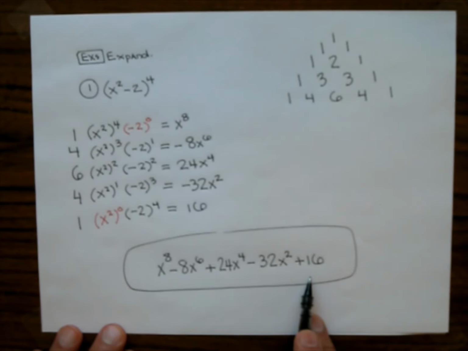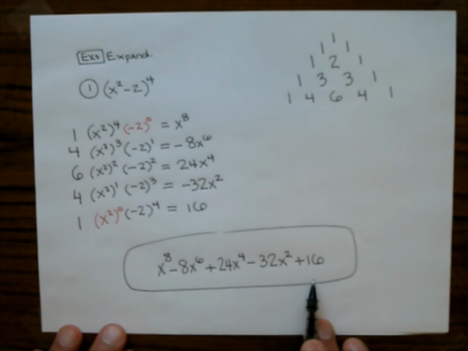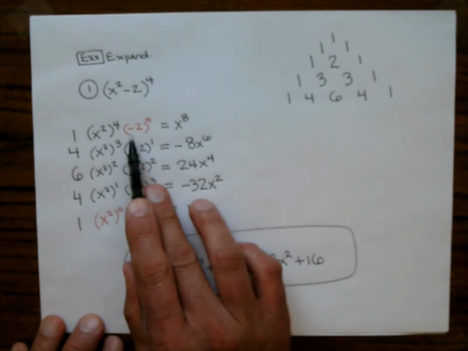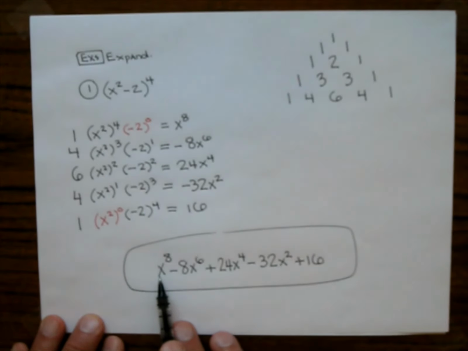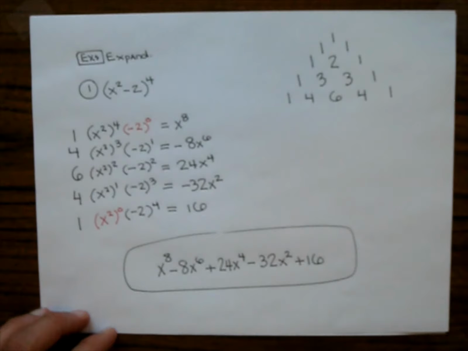The signs are alternating. That will always happen when you have a negative there. When you have a positive there, they're all going to be positive. Sometimes when people do this step, they don't put the negative there. They'll just remember the first one's positive and alternate the signs. Okay, so that is the answer.